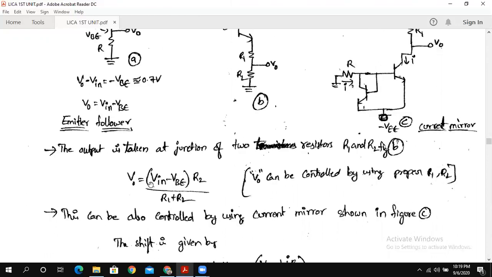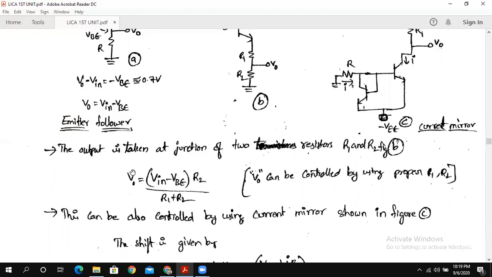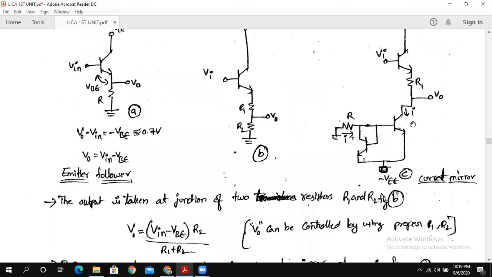But here we can adjust the value of V0 by changing the values of R1 and R2, because from this equation V0 depends upon the resistance values R1 and R2. By changing these resistance values, we can adjust the value of V0. In this way, we shift the level or adjust the level of the DC signal. There is another circuit, C, in which we use a current mirror circuit.